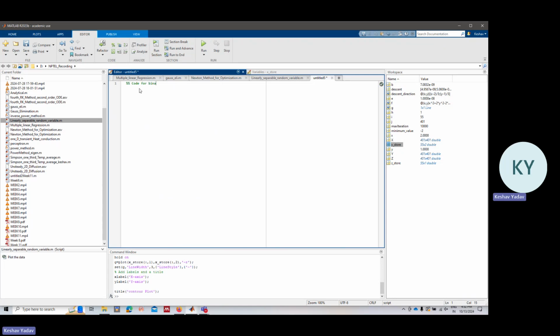Code for binary classification using Perceptron. Okay, so first we'll close everything, close all. Clear the command window and clear the variables that are available here. So clear all.